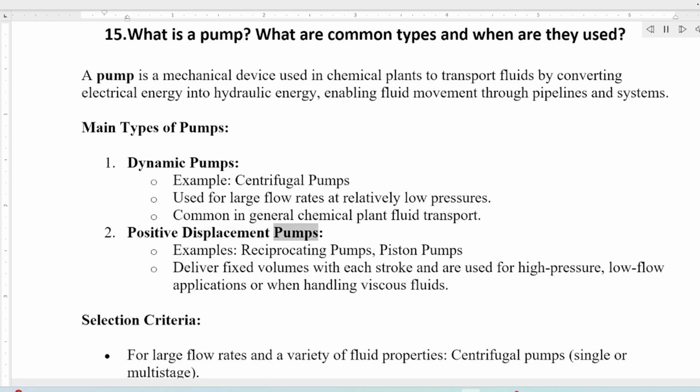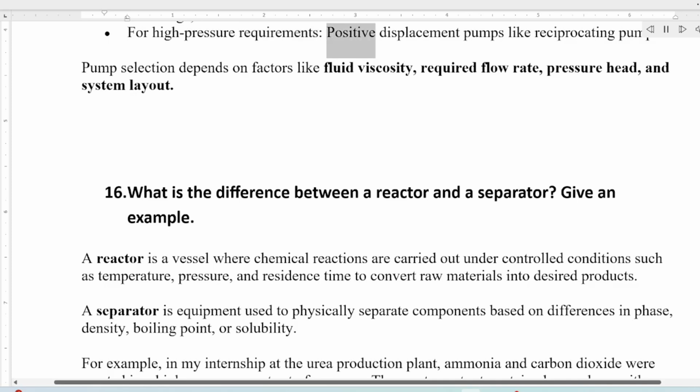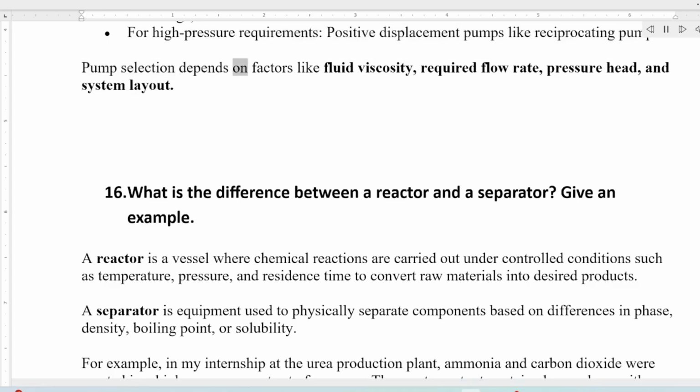Positive displacement pumps. Examples: reciprocating pumps, piston pumps. They deliver fixed volumes with each stroke and are used for high pressure, low flow applications or when handling viscous fluids. Selection criteria: for large flow rates and a variety of fluid properties, centrifugal pumps, single or multistage. For high pressure requirements, positive displacement pumps like reciprocating pumps. Pump selection depends on factors like fluid viscosity, required flow rate, pressure head, and system layout.